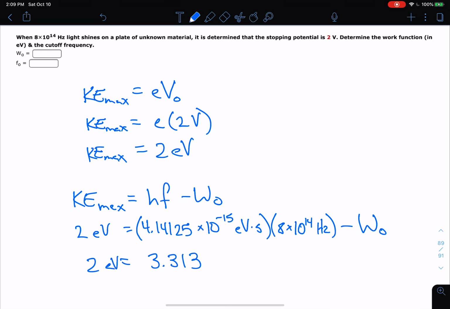So this is 2 electron volts, this is 3.313 electron volts minus W naught, and so it's easy to find that W naught is just 1.313 electron volts. So there we go, got the work function. Now it asks for the cutoff frequency.